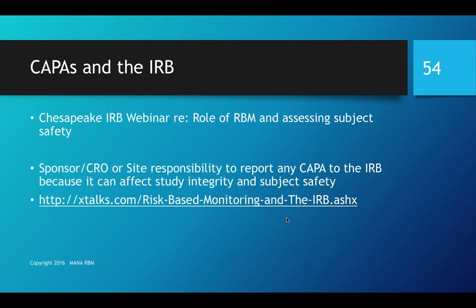So let's just say a study where the site has a number of questionable issues with crossouts on informed consents, or the ink looks like the same person signed the informed consent and did the witnessing, and the writing looks like the same person signed the informed consent as well as witnessed it. Those kinds of things would require a CAPA, and the expectation from Chesapeake is that those would be the things that you would report to the IRB. So this is a changing area right now.